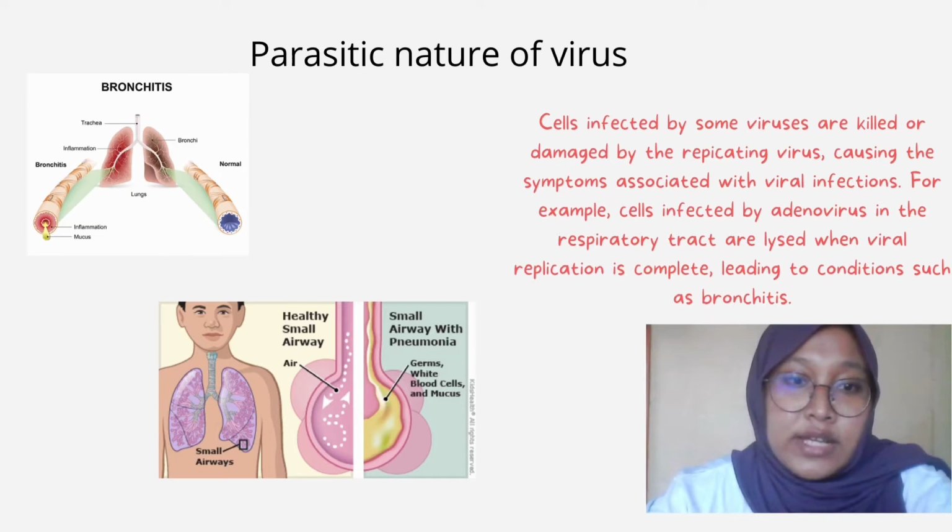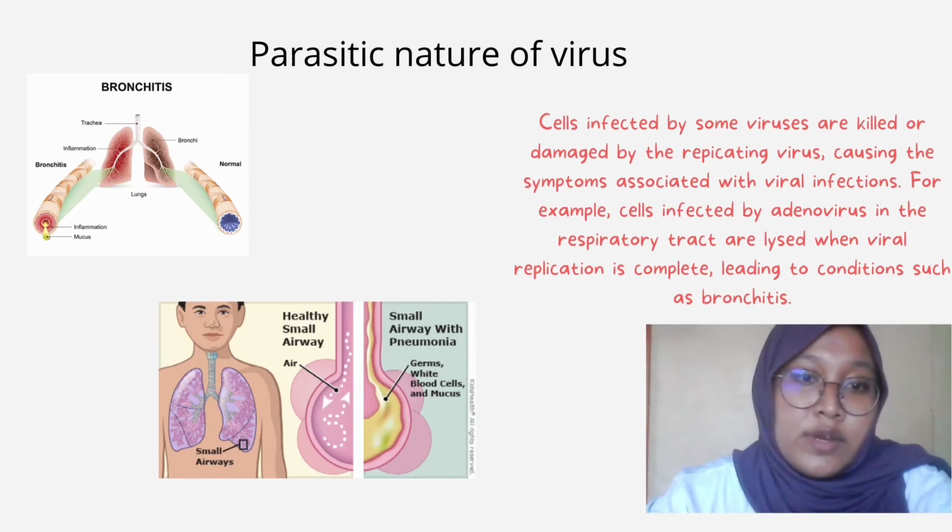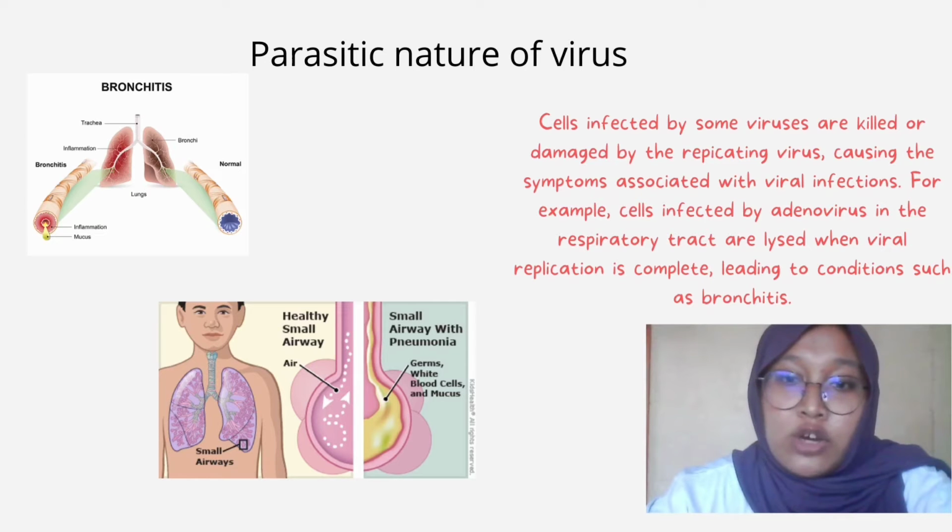Once it is inside a living cell, the virus hijacks the cell's protein synthesis machinery to replicate the nucleic acid and other parts of the virus. Cells infected by some viruses are killed or damaged by the replicating virus, causing the symptoms associated with viral infections. For example, cells infected by adenovirus in the respiratory tract lyse when viral replication is complete, leading to conditions such as bronchitis.